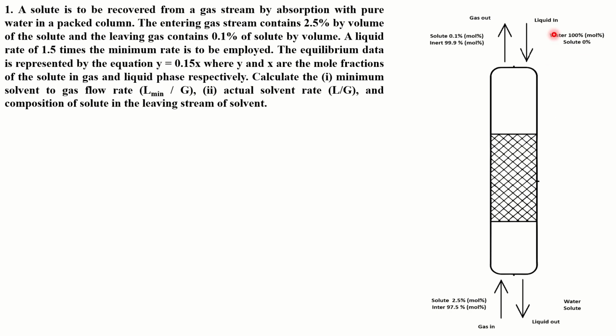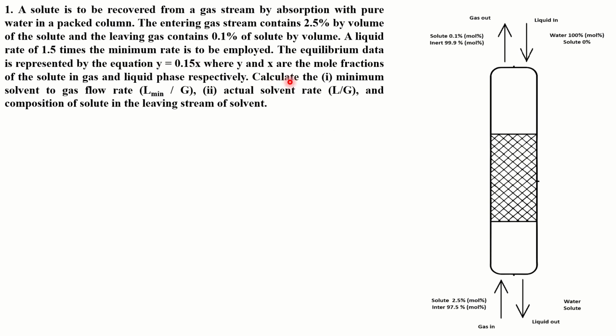So we are supplying liquid, the solvent, for getting the separation of the solute. The solvent flow rate is 1.5 times the minimum rate. Whatever we theoretically need, we are supplying 1.5 times that as the actual flow rate of solvent. Then the equilibrium data, y = 0.15x. The composition of solute in gas phase and liquid phase at equilibrium condition is represented by the expression y = 0.15x. That means the equilibrium line is a straight line, and y and x are the mole fractions of solute in the gas phase and liquid phase.